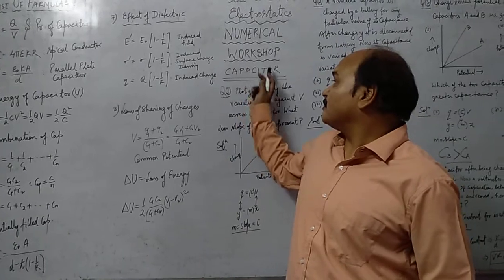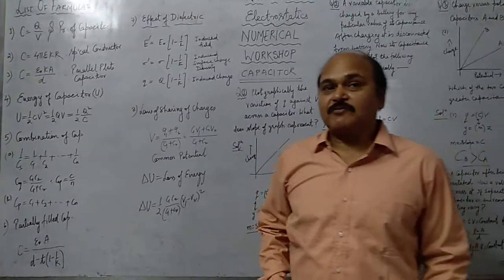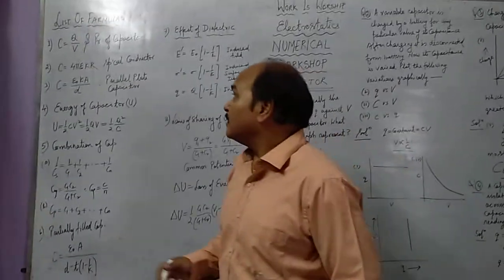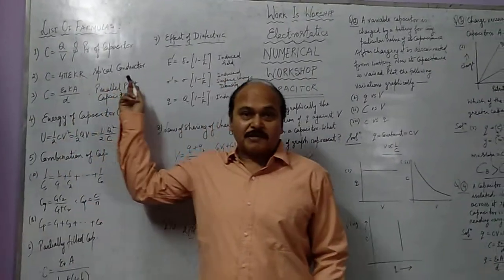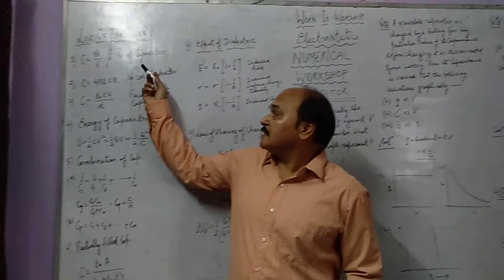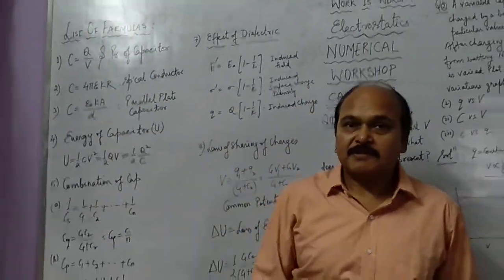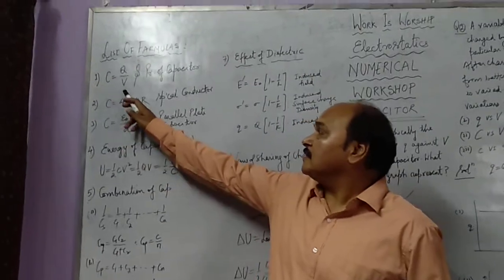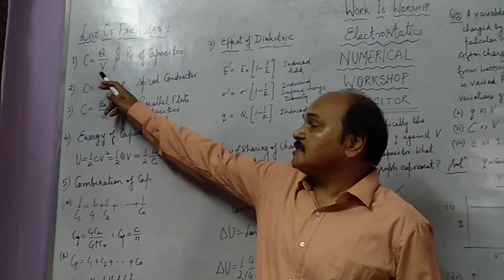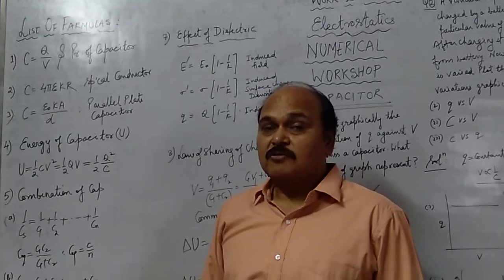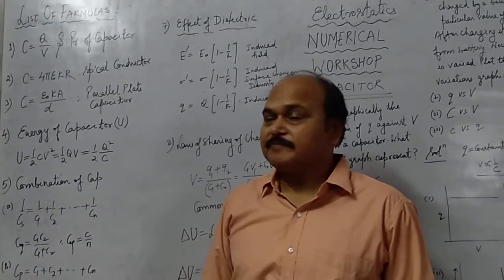And in the numerical workshop today, we'll take up the numericals from the chapter Capacitor. Before we begin with the numericals of this chapter, let us recapitulate the major formulas of the chapter. The very first formula is capacitance C, which is nothing but the ratio of charge to potential over a conductor or capacitor.